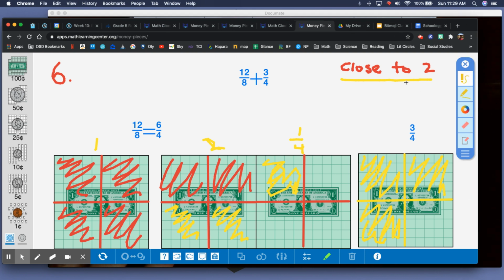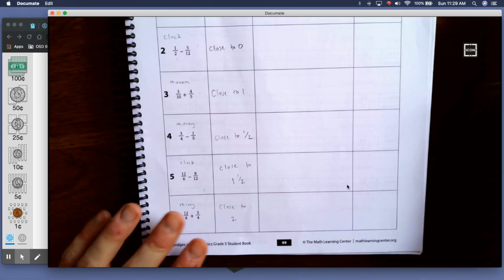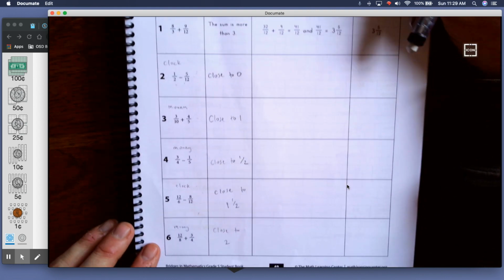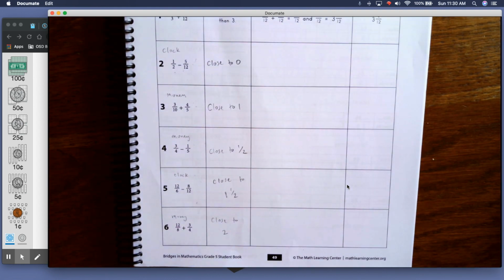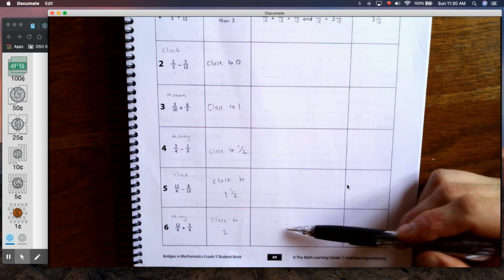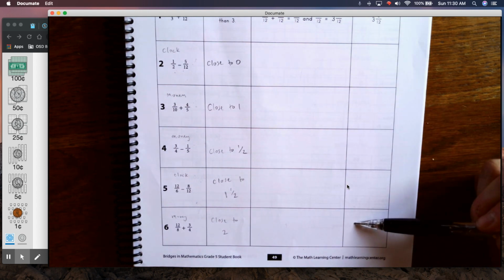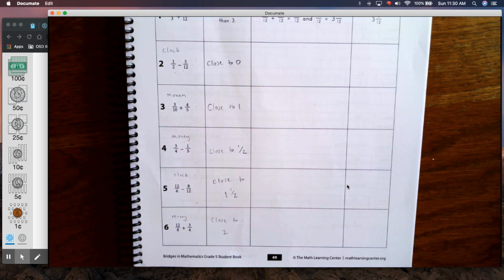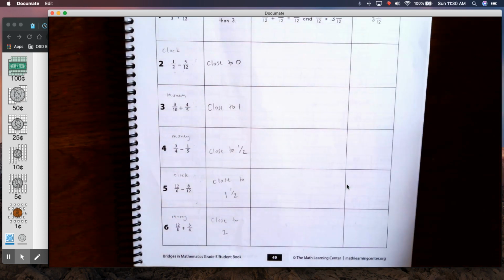Okay. So that's just how you visually see these problems. I'm going to leave this here for a second. Now, in our second video, we are going to solve these problems on this page and then write the exact answer here. So this is part 1 of Fraction Estimate and Check, student book, page 49.